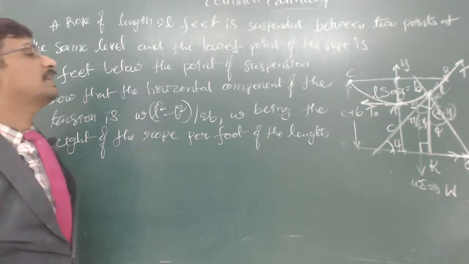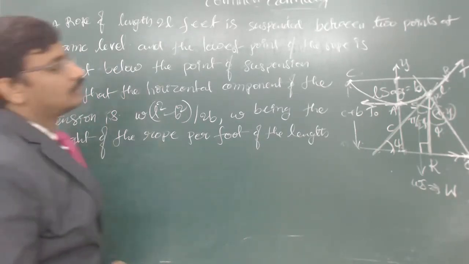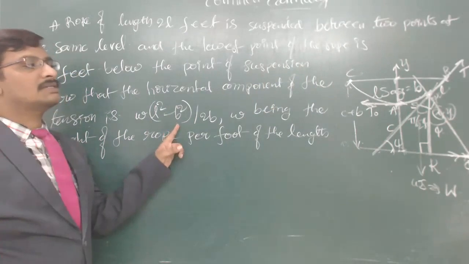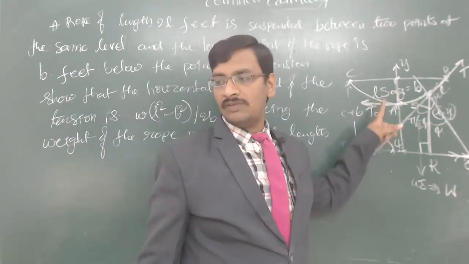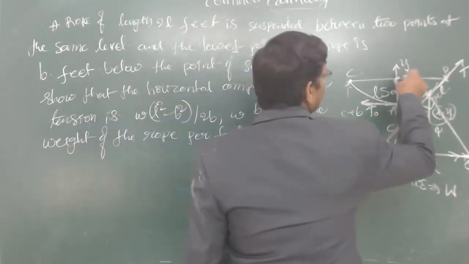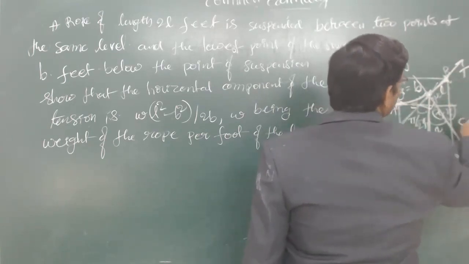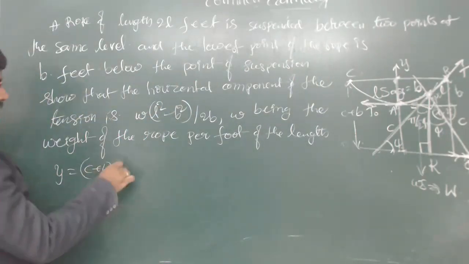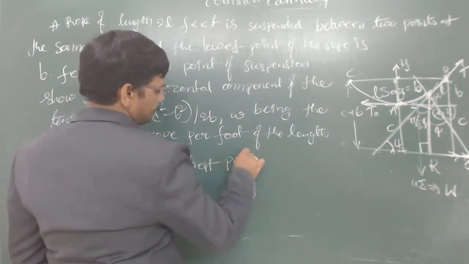So we have to make use of the relations we derived in the previous session. What we have to find is the T naught value in terms of the sag. Sag is related to the y value, from here to here. The highest point is this value, which can be divided as C and B. So y is equal to C plus B, the highest point.